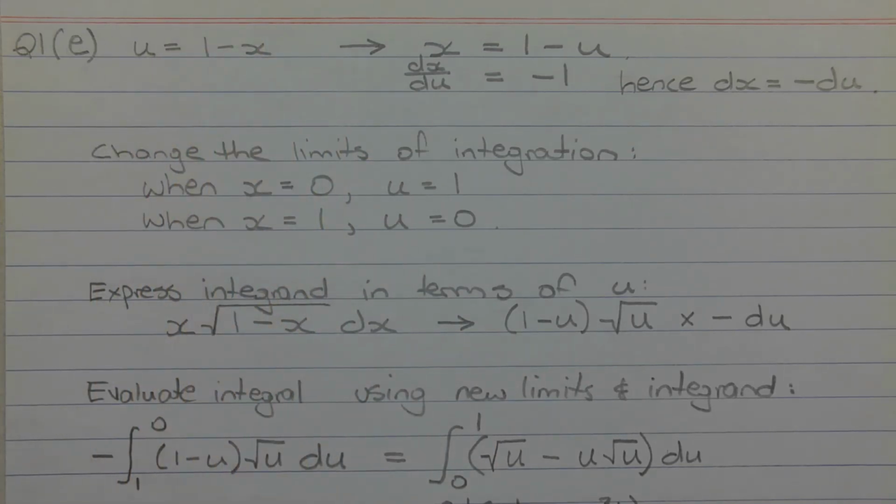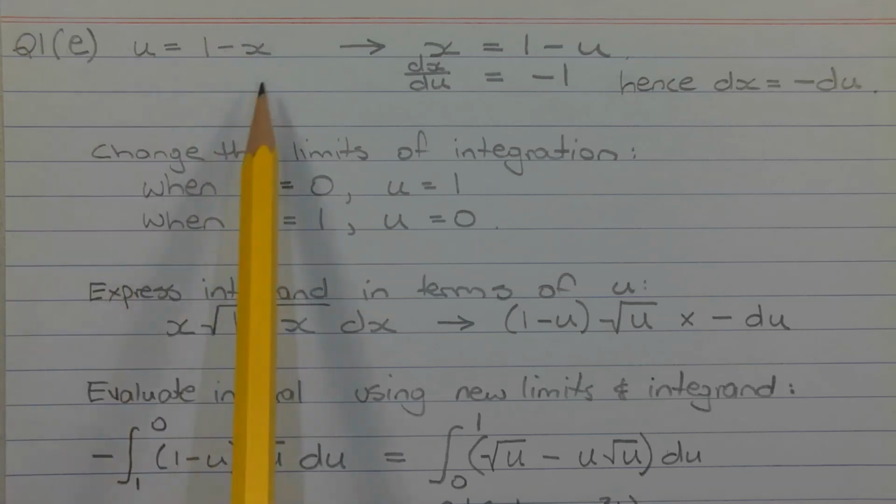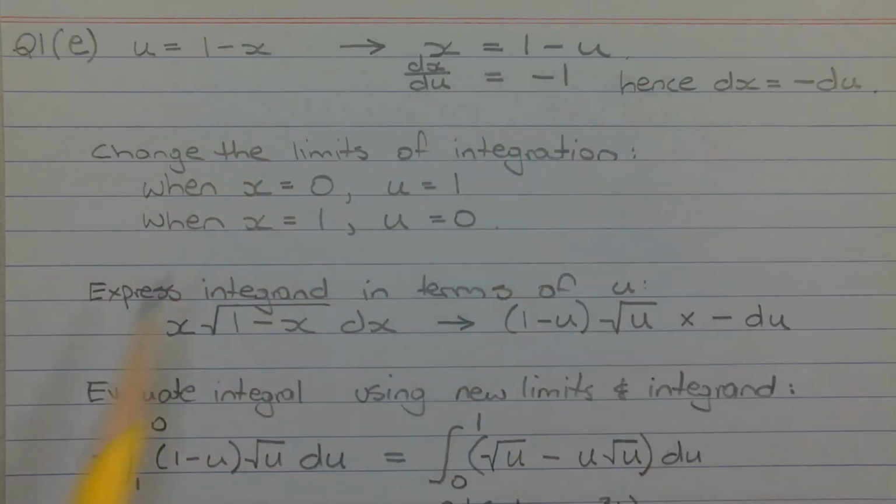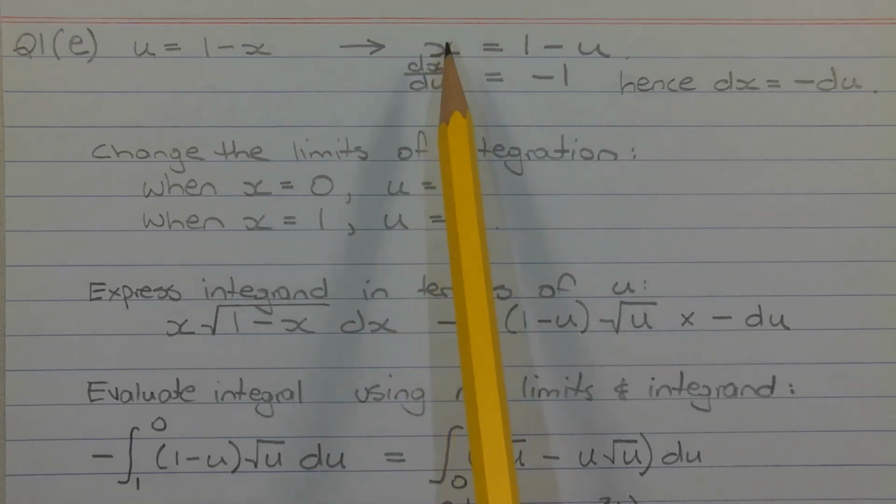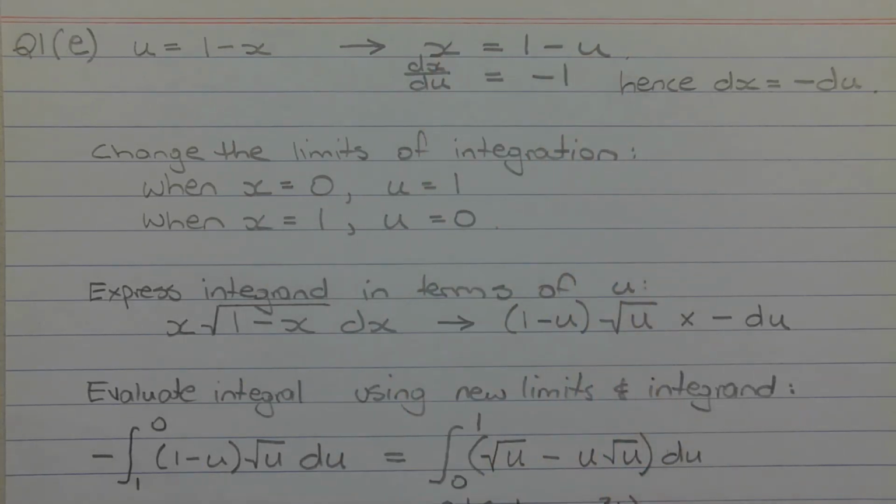Now there are two things we need to do first up. The first thing is to make x the subject. So rearranging the substitution, we get x is equal to 1 minus u. The next thing we need to do is to differentiate x with respect to u. So dx/du is equal to negative 1, and making dx the subject, we get dx is equal to negative du.